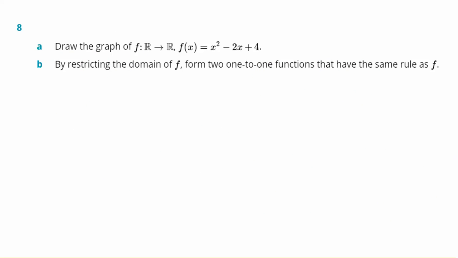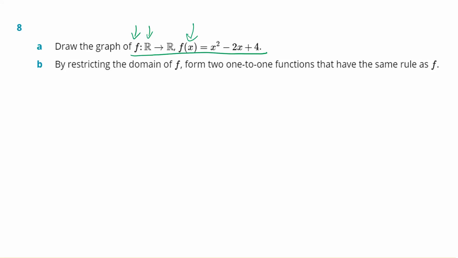Question 8. We want to draw the graph. So this is in fully defined function notation. We've got a function f such that the domain is reals, mapped into reals. The rule of the function is a quadratic. So f of x equals x squared minus 2x plus 4. By restricting the domain, form two one-to-one functions that have the same rule as f.